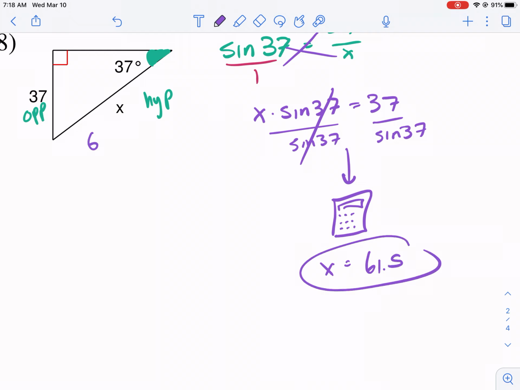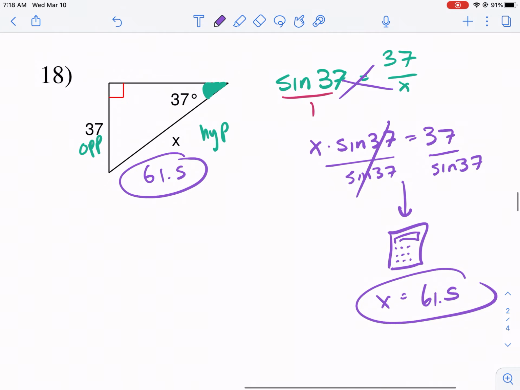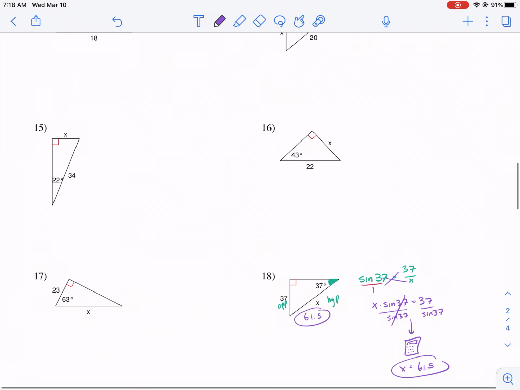This needs to be bigger than my opposite side. The hypotenuse needs to be biggest. That's a good way to check. And that's all there is, folks.